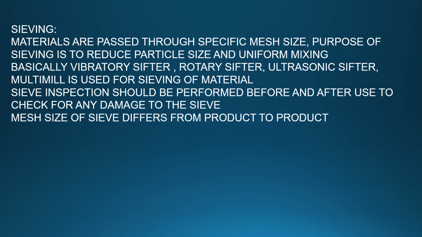Next step is sieving. In this step, materials are passed through a specific mesh size. The purpose of sieving is to reduce particle size and for uniform mixing. Additionally, sieving is done for removal of unwanted particles. Basically, vibratory sifter, rotary sifter, ultrasonic sifter, and multi-mill are used for sieving of material.